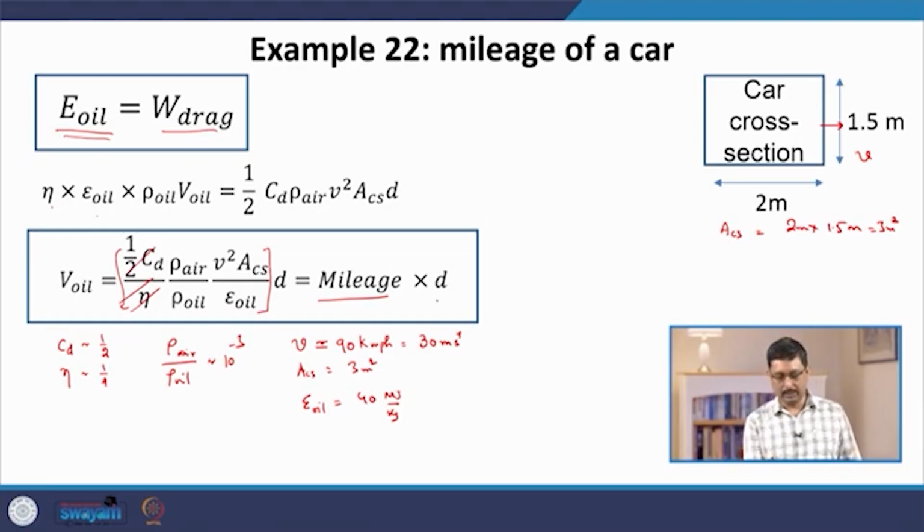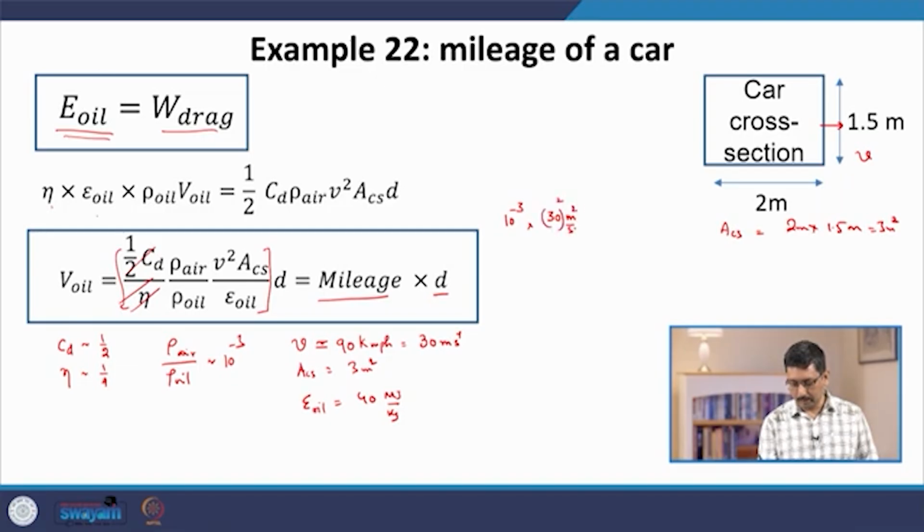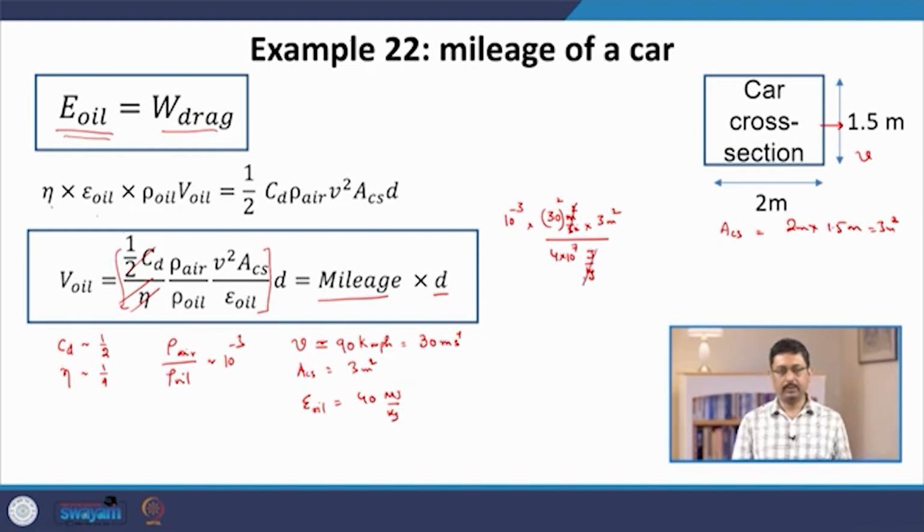So, if I multiply by the distance moved, then we get the total volume of oil that is consumed. So, we get about 10 to the power minus 3 times 30 meter per second, so v square, times 3 square meter, divided by 40 megajoule, which is 4 into 10 to the power 7 joule per kg. You can verify this joule per kg is the same as meter square per second square.